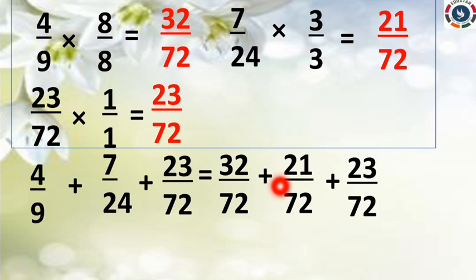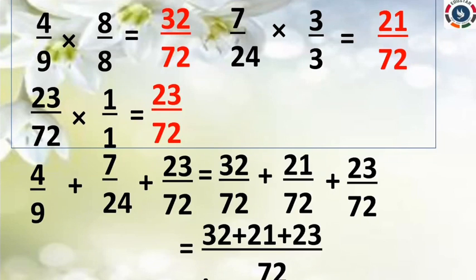Now you see all the fractions are having the same denominator. So you want to add only the numerator alone. So equal to 32 plus 21 plus 23 divided by. So you want to take and write only one time 72 in the denominator. So add the three values, finally you get is equal to 76 by 72.